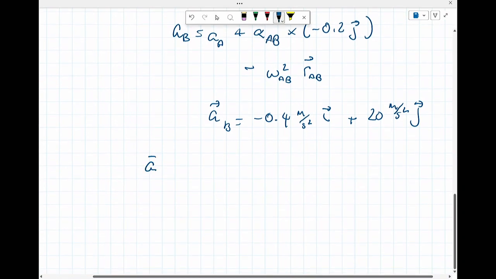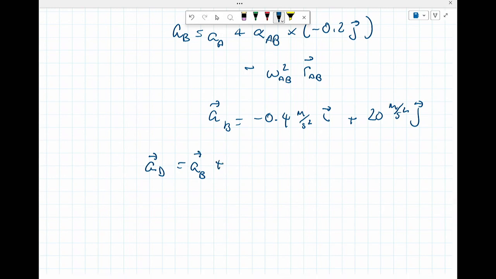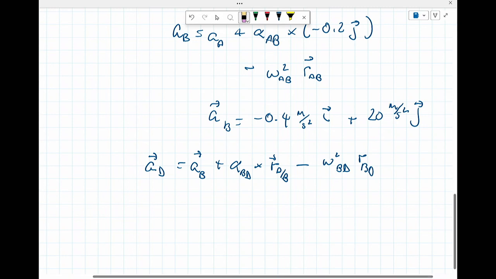Acceleration of D equals acceleration of B plus alpha BD crossed with R_D with respect to B, minus omega AB squared, BD squared, R BD, I think. Oh, okay, good, I didn't do that wrong.